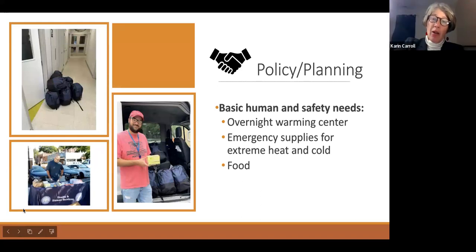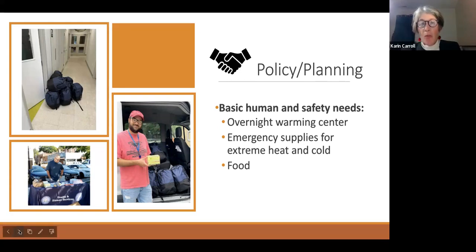So the next phase in the public health framework is policy and planning. We do a lot of this in HHS with our department, other departments in the city, as well as other agencies. And right now we focus on basic human and safety needs. So we're looking at things like an overnight warming center, and emergency supplies for extreme heat and cold. In the top picture there, you can see some backpacks that our division has created to hand out. And they have a lot of emergency supplies for both staying cool in the summer as well as staying warm in the winter. And we look at food access.